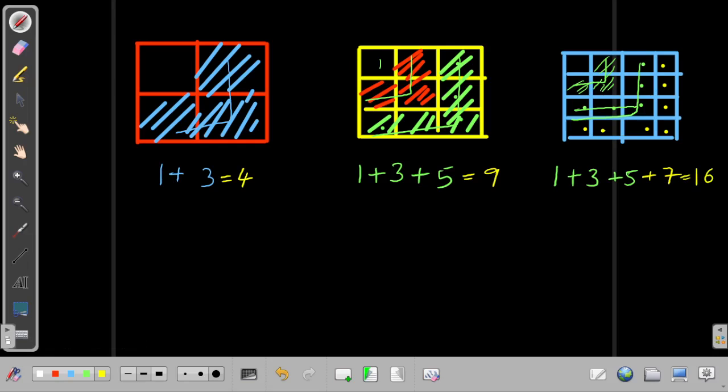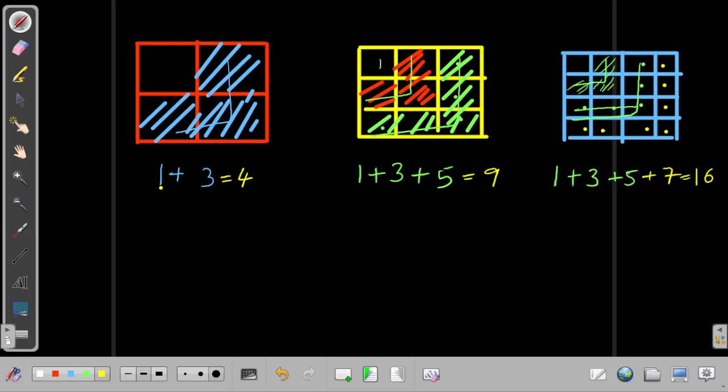So without counting, how can we say it directly? Now I was counting here. 1 plus 3, 4. 4 plus 5, 9. 9 plus 7, 16. So in that manner I counted.